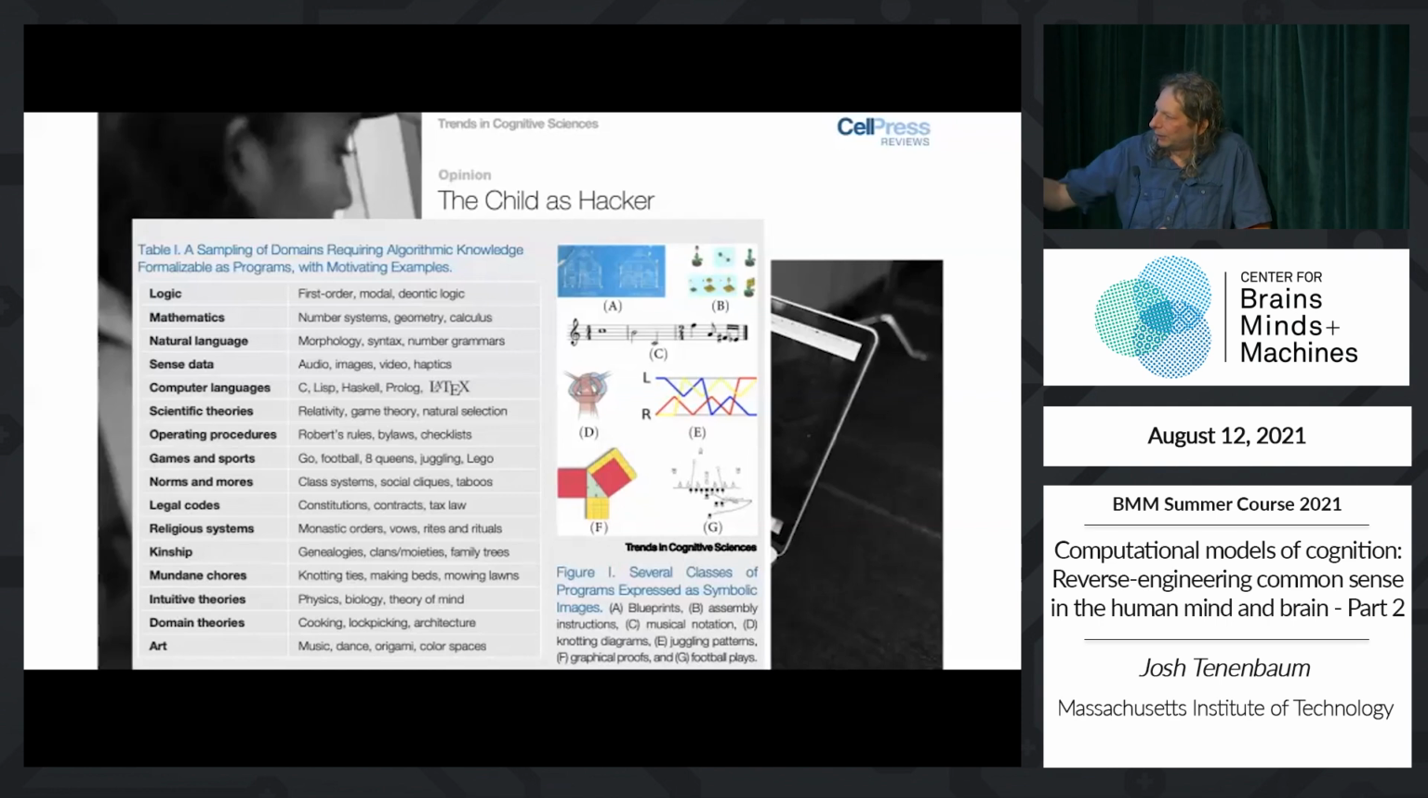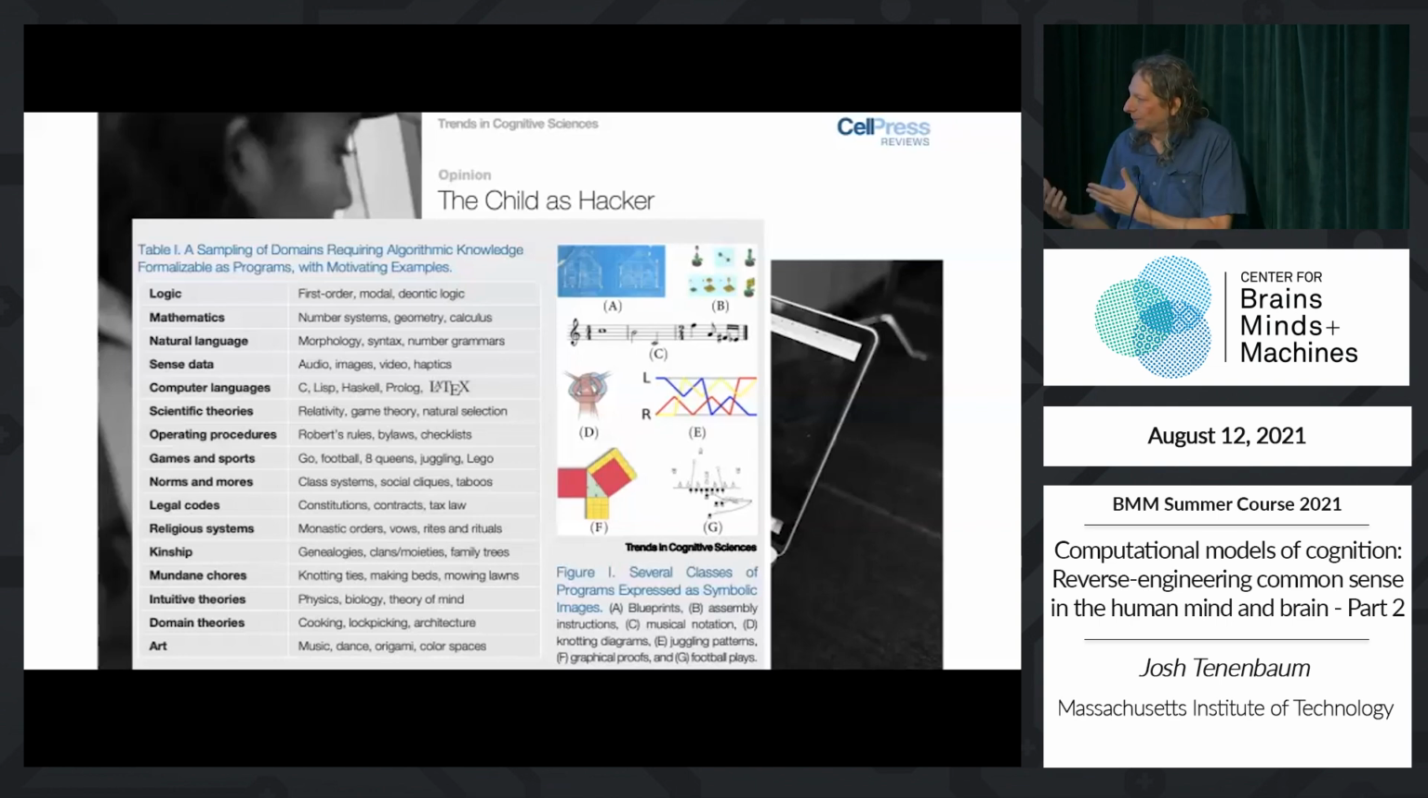Like, if I want to say, what do I learn when I learn music? Or what do I learn when I learn how to talk about kinship systems? Or if I learn a scientific theory, like the theory of Mendelian genetics or relativity. Or if I learn a social system. In each case, you might say, I'm not just learning code, but I'm learning a whole domain-specific programming language that describes the concepts and the functions that are operative in that domain.